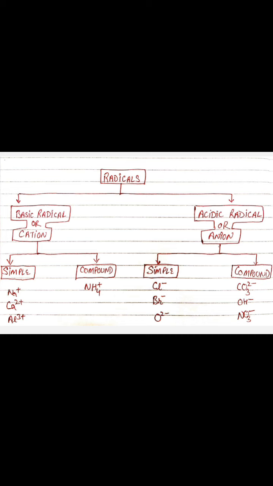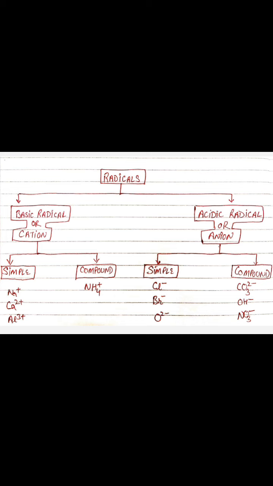The compound basic radical is NH4+, and its name is ammonium. In case of acidic radicals, three simple examples are written here: Cl- chloride ion, Br- bromide ion, and O2- oxide ion. For compound acidic radicals: CO3 2- carbonate, OH- hydroxide, NO3- nitrate. So these are examples of different radicals.